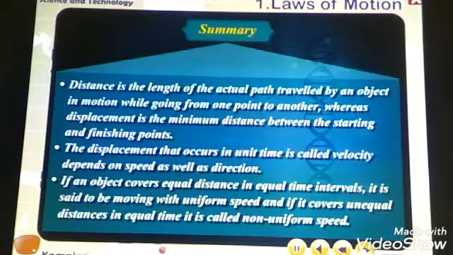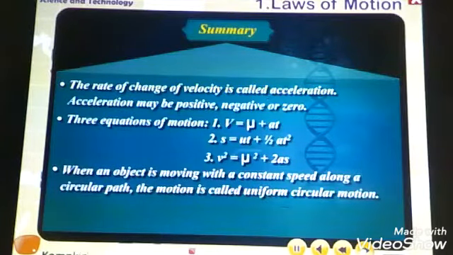Now the summary. Distance is the length of the actual path traveled by an object in motion while going from one point to the other, whereas displacement is the minimum distance between the starting and finishing points. The displacement that occurs in unit time is called velocity, which depends upon speed as well as direction. If an object covers equal distances in equal intervals of time, it is said to be in a state of uniform motion. When it covers unequal distances in equal intervals of time, it is said to be in non-uniform speed or non-uniform motion. The rate of change of velocity is called acceleration. Acceleration may be positive, negative or zero.